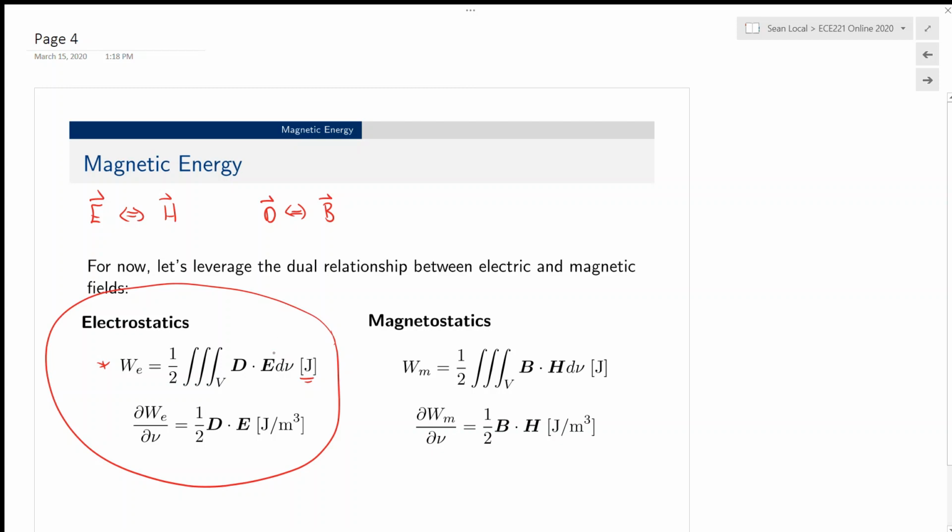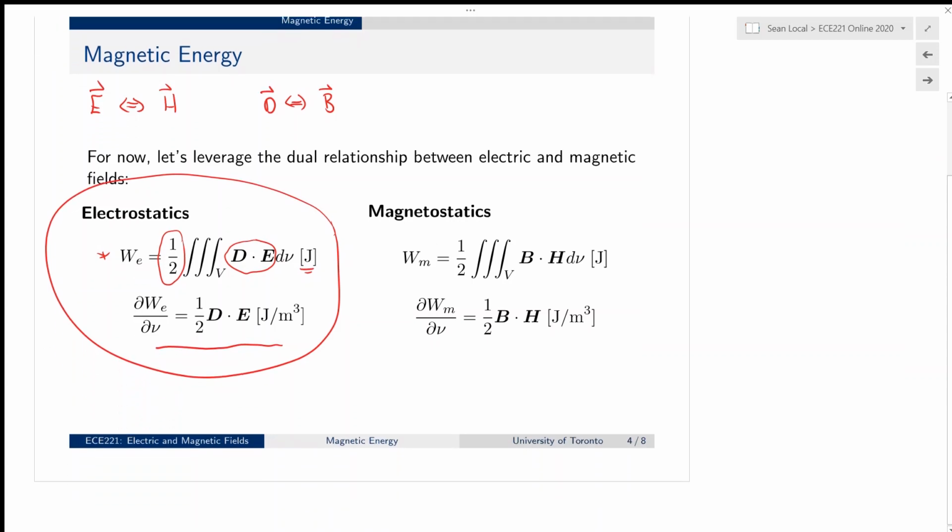If we look at the integrand and include the factor of 1/2, if we don't integrate over volume, then we must have started with a quantity that was work per unit volume. So that is an energy density, and that energy density is represented by this quantity here. And notice that its units are joules per meter cubed.